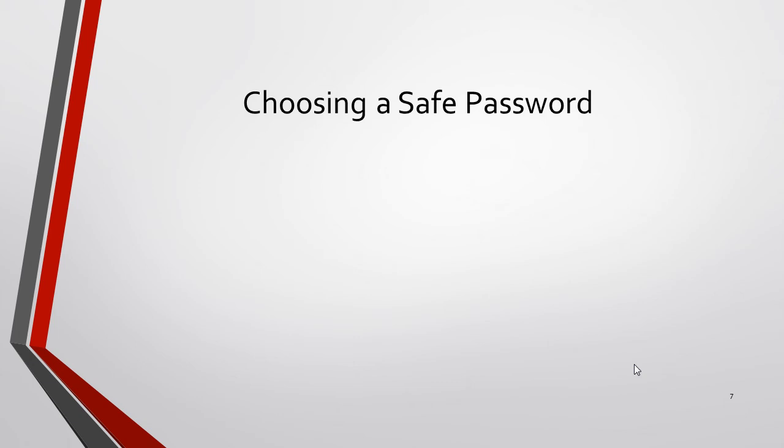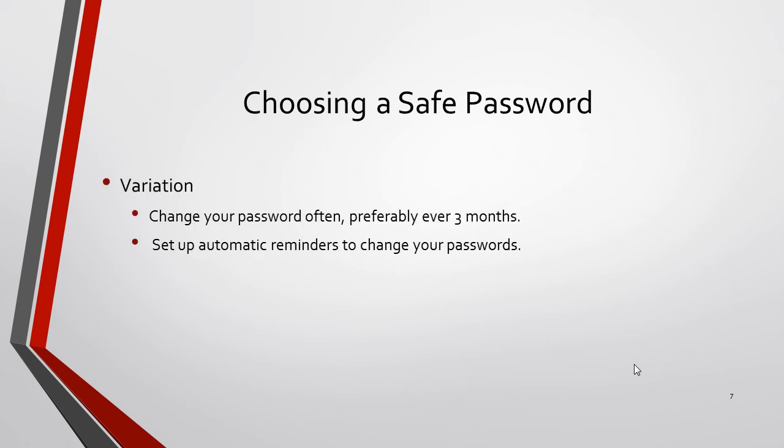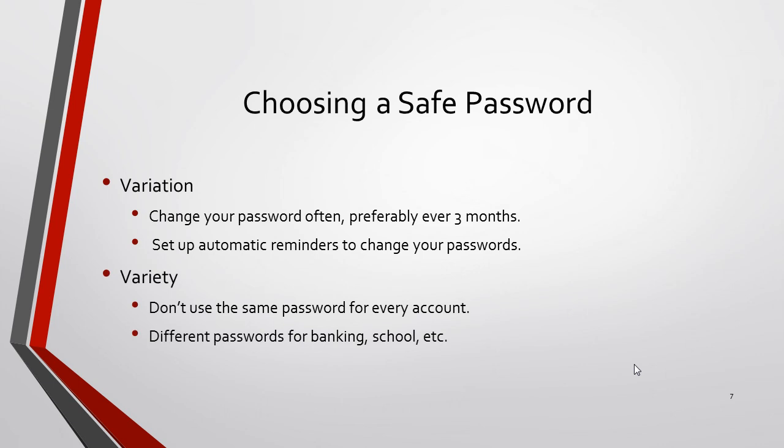The next 2 variables are variation and variety. It's important to vary your passwords, meaning you change them often, especially on your social media, banking, and school accounts. You can set up automatic reminders to change them. For variety, don't use the same password for every account. Include a different password for your banking and your school accounts. This way, if your password does get compromised, a hacker won't be able to access all of your accounts.